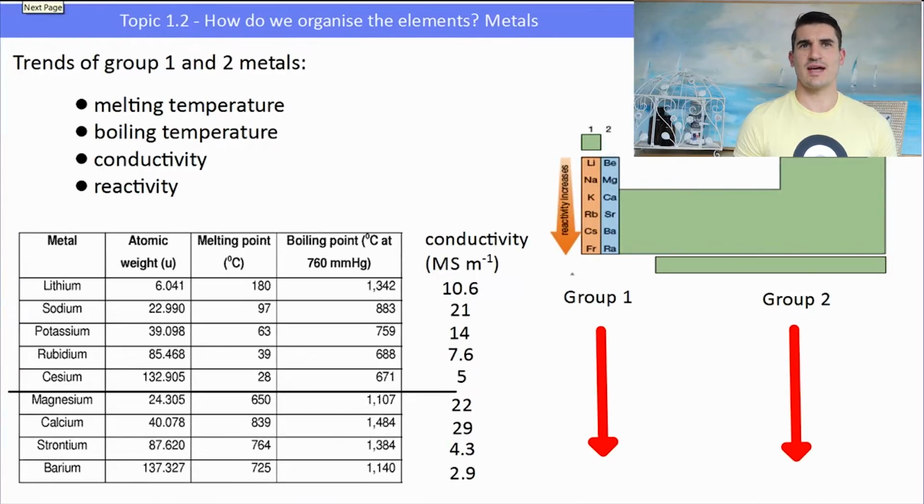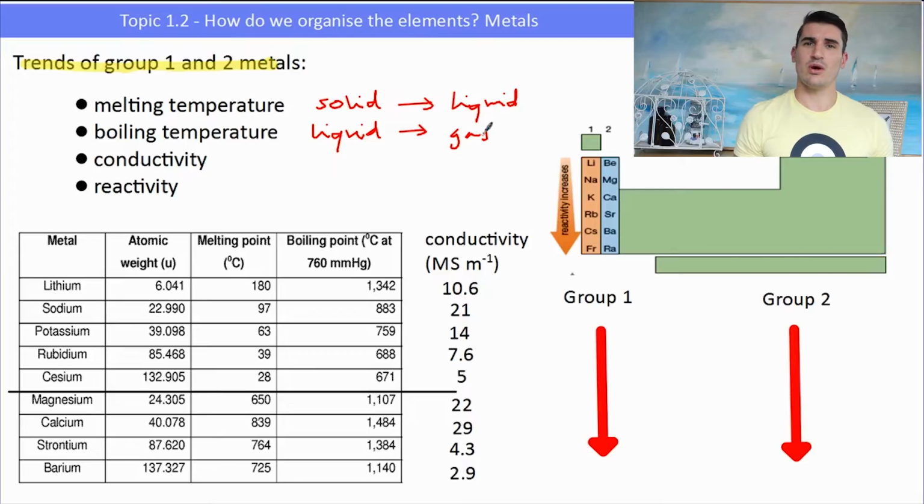So we need to have a look at some of the trends of group 1 and 2. The trends we need to look at are melting temperature, which is how much energy it takes to turn something from a solid to a liquid. The boiling temperature, which is how much energy we need to give something to turn it from a liquid to a gas. That's a bit weird for a metal, but imagine just keeping on heating the metal after you've turned it into a liquid and eventually turning it into a gas. Conductivity, how well it conducts electricity, and then reactivity, how reactive it is, and what kind of behaviors it displays when it is reacting.